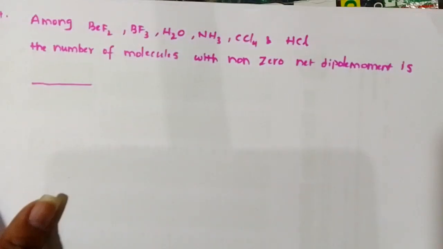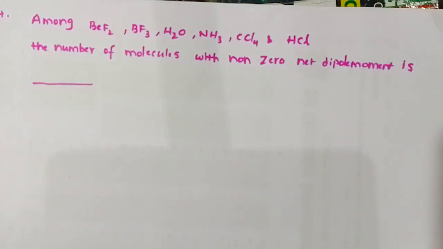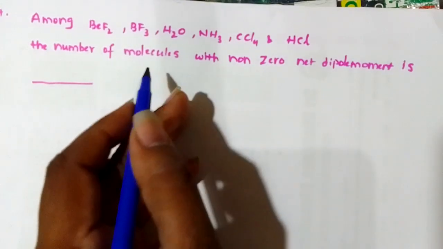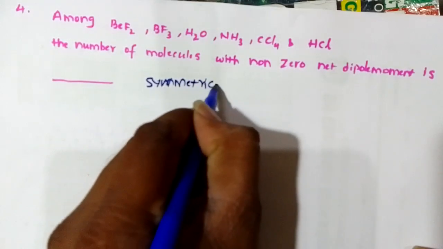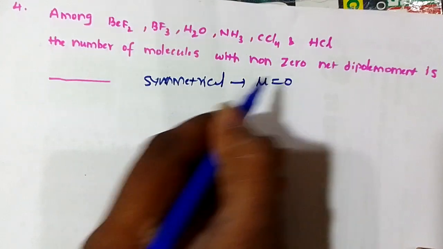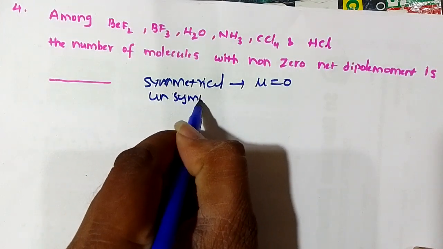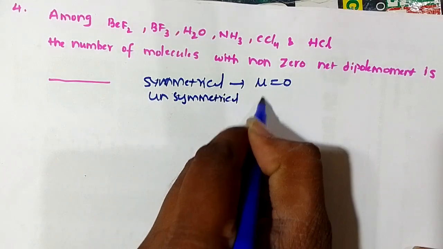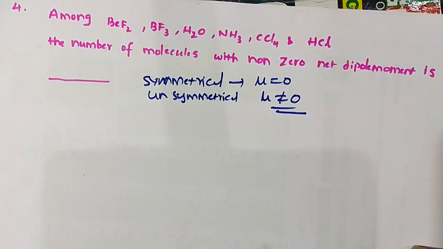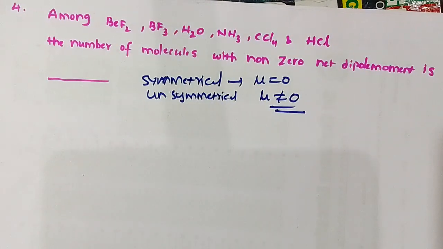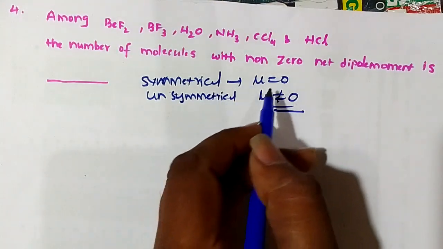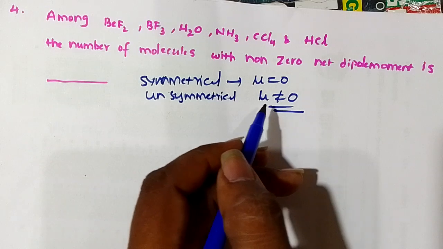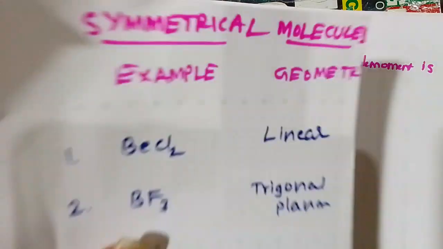Next question. Among BeCl2, BF3, H2O, NH3, CCl4 and HCl, the number of molecules with non-zero dipole moments. Already you know that symmetrical molecules always have dipole moment 0, and unsymmetrical molecules have dipole moment not equal to 0. We have to find non-zero dipole moments, so if you find the unsymmetrical molecules, you can find the answer. So which molecules are symmetrical and which are unsymmetrical?